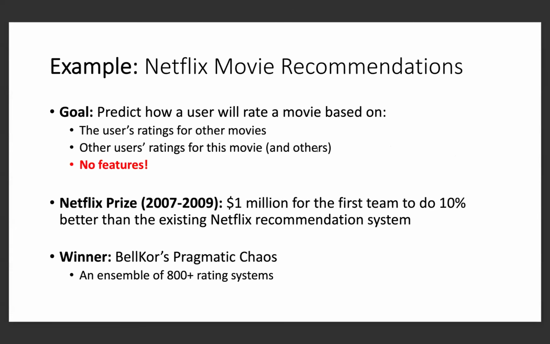As an example, Netflix a few years ago had a competition for movie recommendations. The goal was to predict how a user will rate a movie based on other users' ratings for these movies, and no other features. It was a $1 million prize, and the idea was to do 10% better than the Netflix recommendation system. The people who won used an ensemble of over 800 rating systems. So it was a smart averaging of 800 other classifiers.